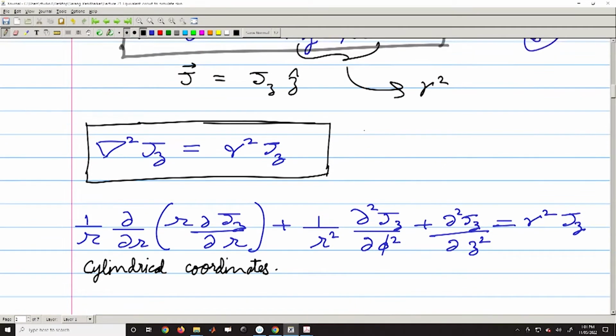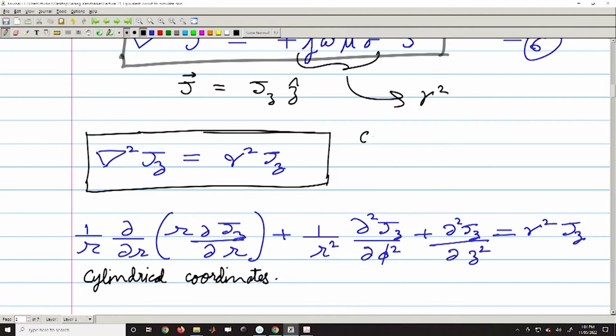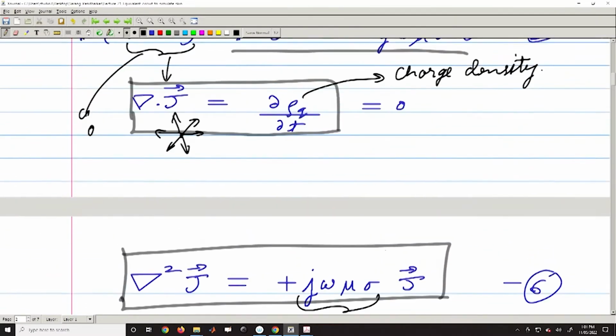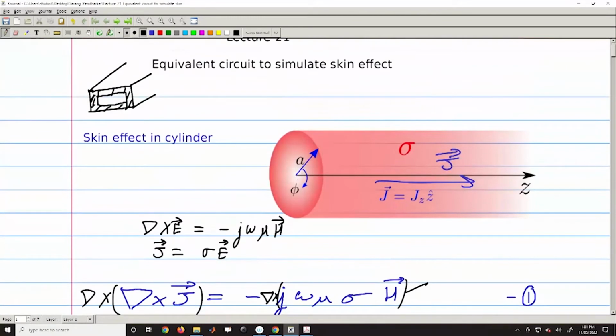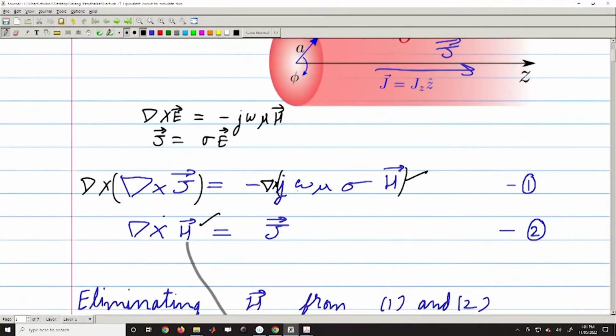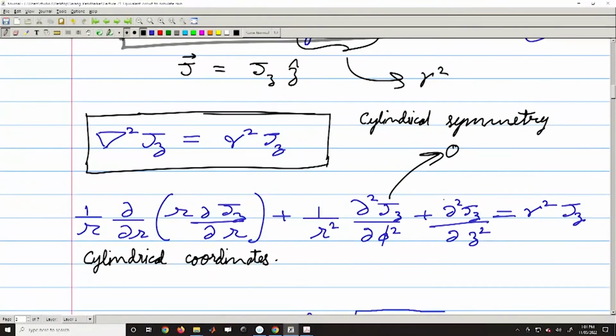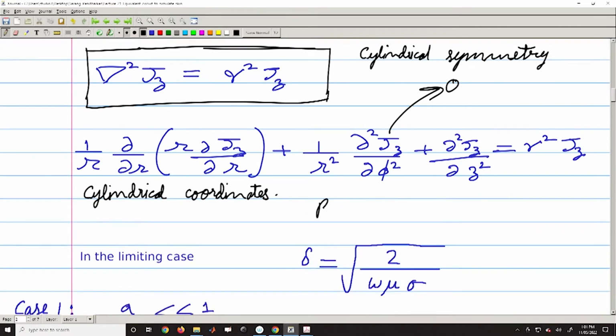We will also assume cylindrical symmetry. So, we will assume that the variation with phi is 0. So, what is your phi? Phi is this angle. So, there is no variation with respect to phi. So, we will assume this. So, if we solve it, we get very complicated equations which are essentially Bessel's functions.